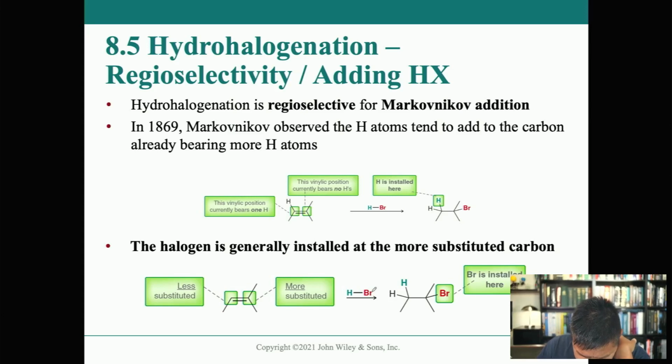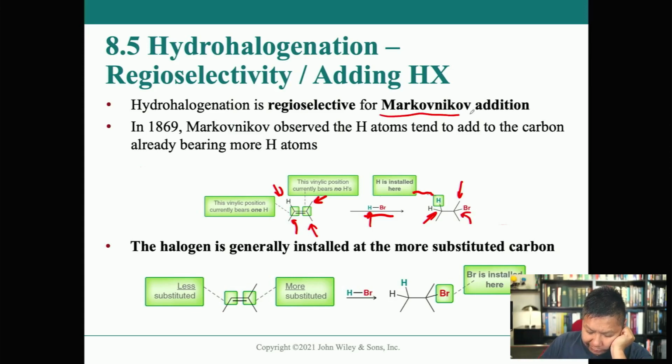So if you see here, it's kind of small. I don't know why it's so small on this slide, but we have here the vinylic positions. This side had a hydrogen atom, and this side does not have a hydrogen atom, it has two methyl groups. So when we did our addition reaction, the hydrogen from the hydrogen bromide gets added to the side with one hydrogen atom, and not to the side that was more substituted with the two methyl groups. That's where the bromine is going to go.